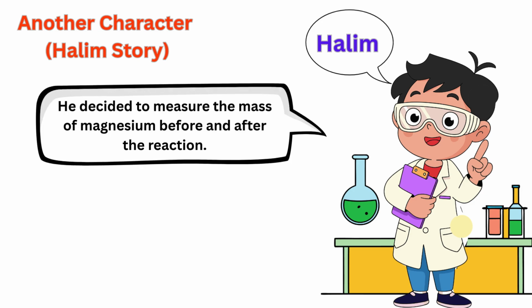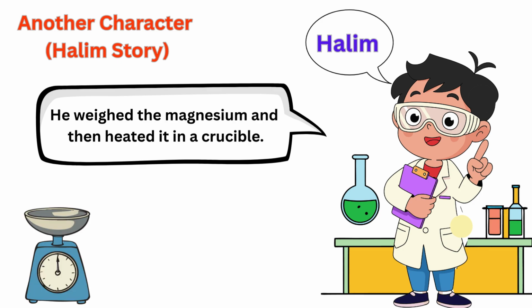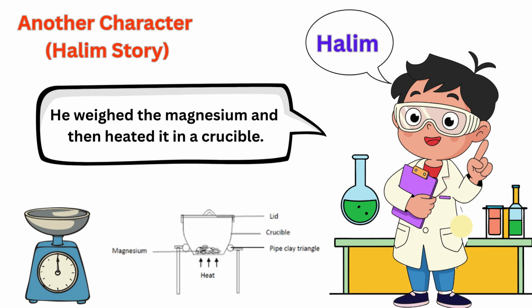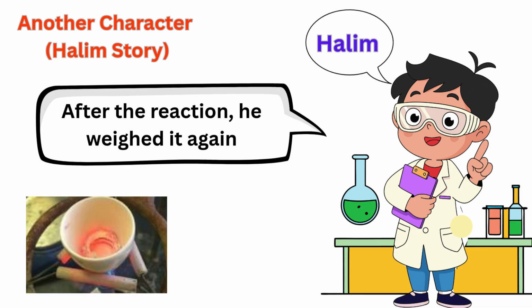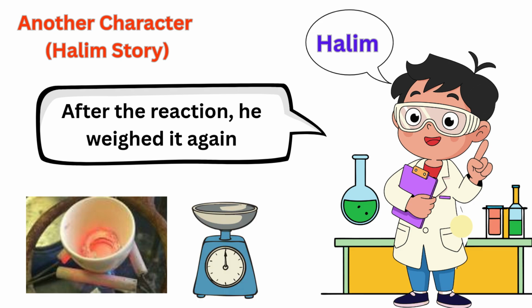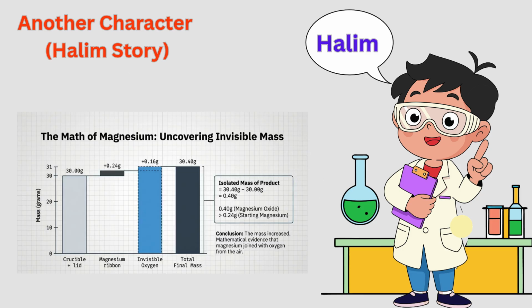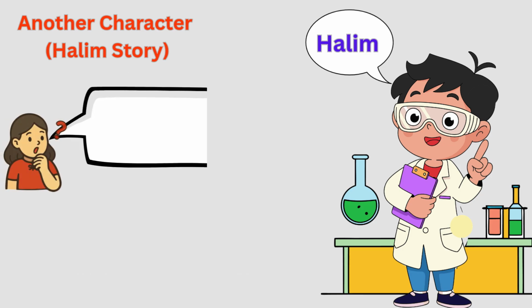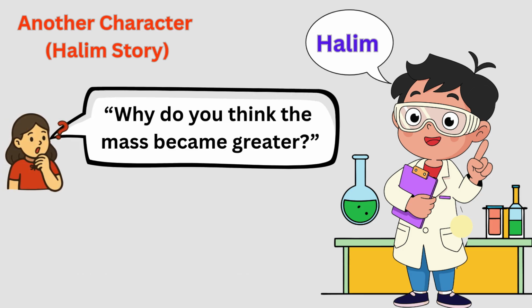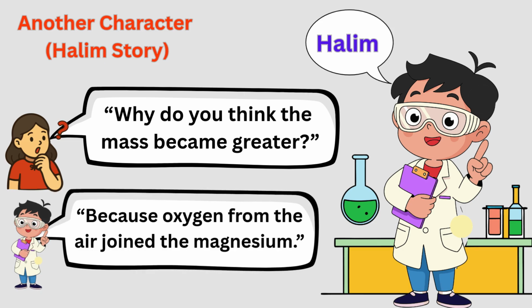He decided to measure the mass of magnesium before and after the reaction. He weighed the magnesium and then heated it in a crucible. After that reaction, he weighed it again. And guess what? The mass increased. So, what do you think? The mass became greater because the oxygen from the air joined the magnesium.